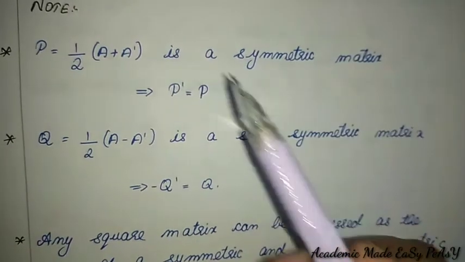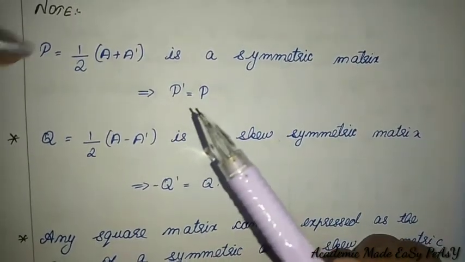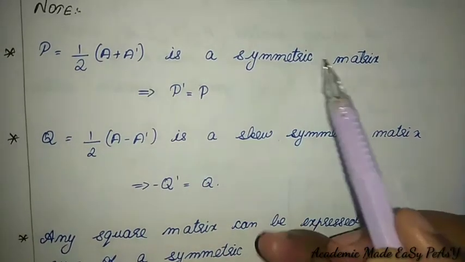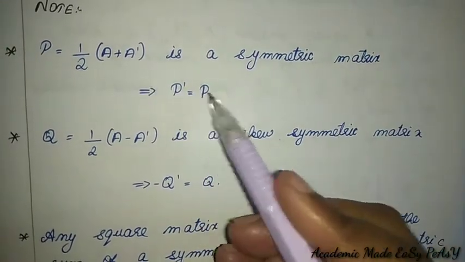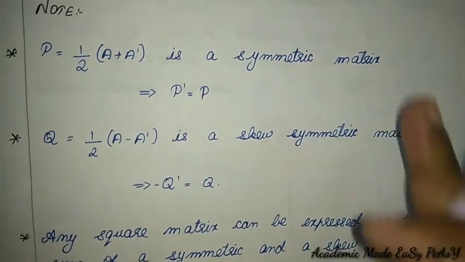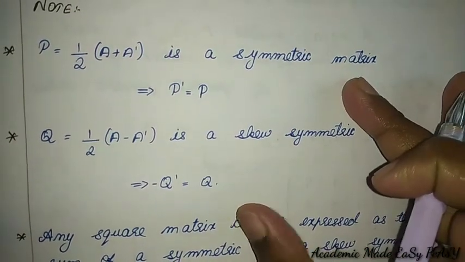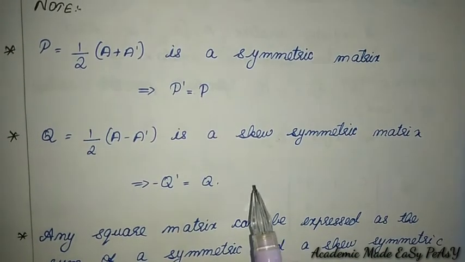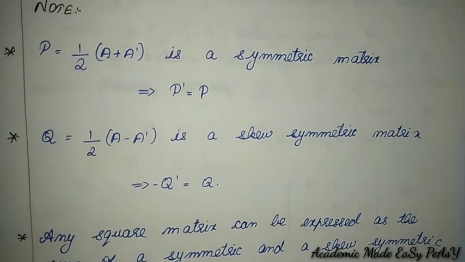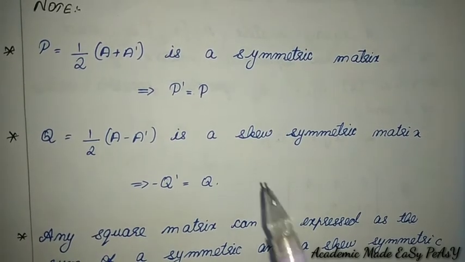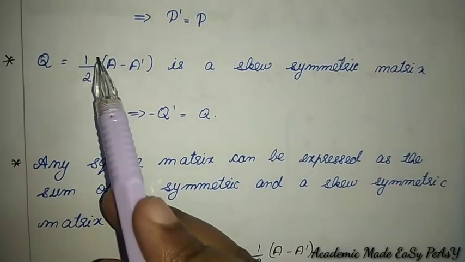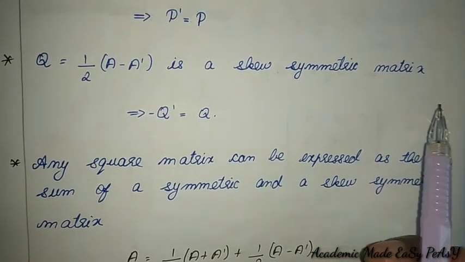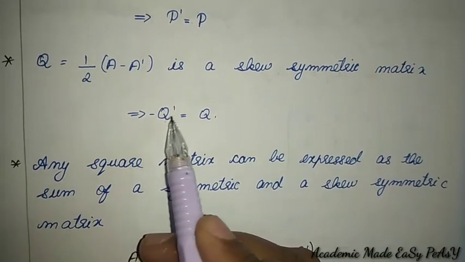Some important notes that have to be made: P is equal to half of (A + A dash) is symmetric if P dash is equal to P. These notes we will be using in the exercise, so in the exercise I will explain clearly. You just make a note of all these points so that it will be easy for us to do the sums. Q is equal to half of (A - A transpose) is a skew symmetric matrix if -Q transpose is equal to Q.